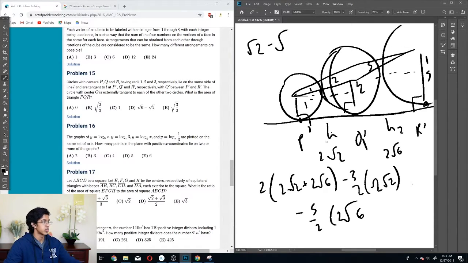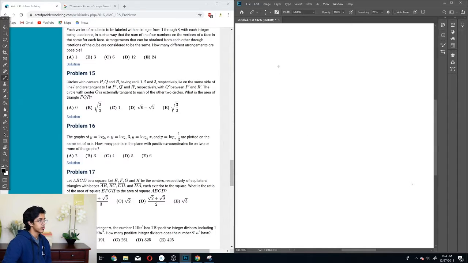Yeah, that makes sense. Alright, so D. You have log base 3 of x, log base x of 3, and log base 1/3 of x, and then y equals log base x of 1/3.